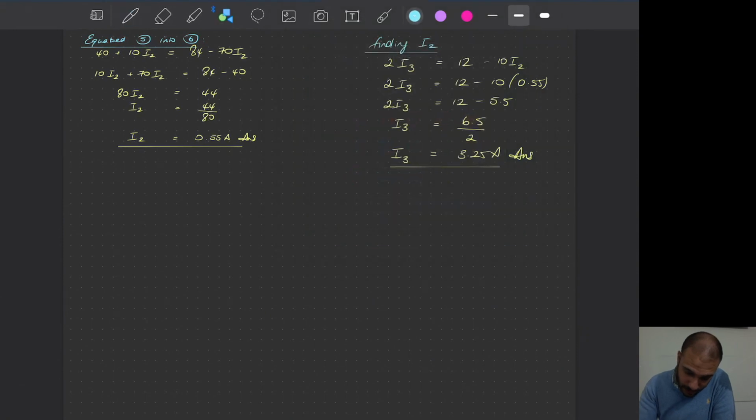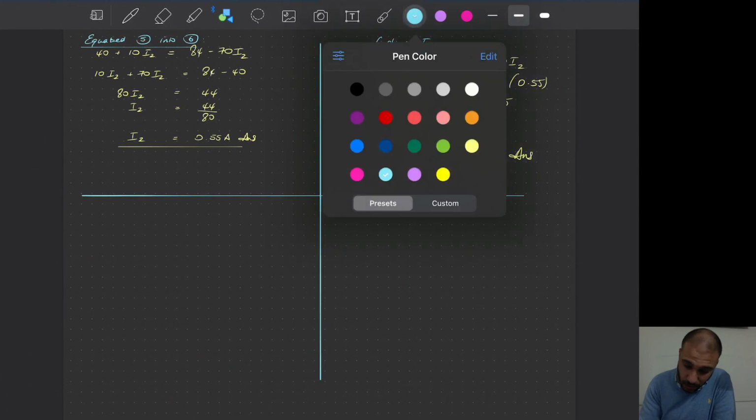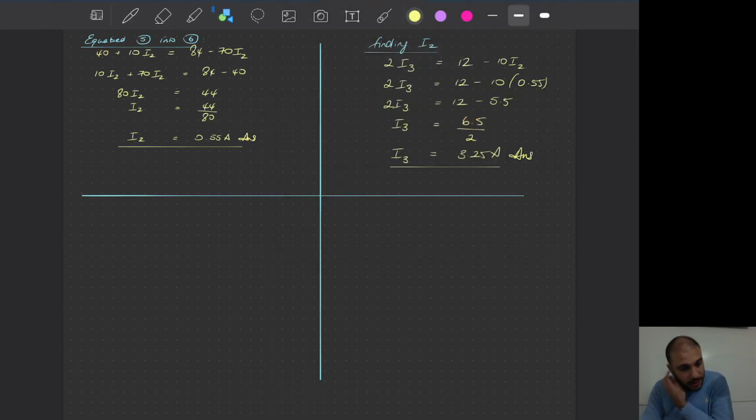Again, I am obsessed with doing neat work. Why? Because this needs to be readable by an examiner.